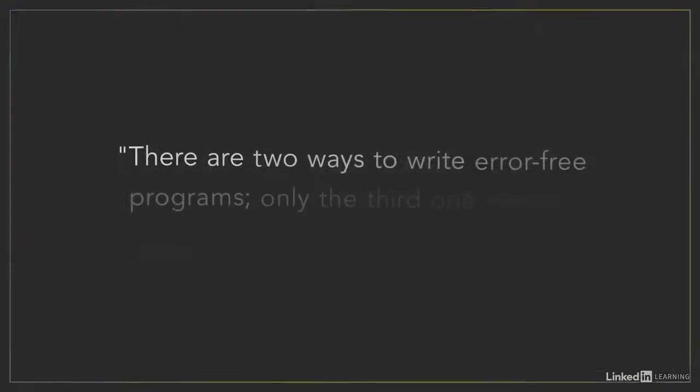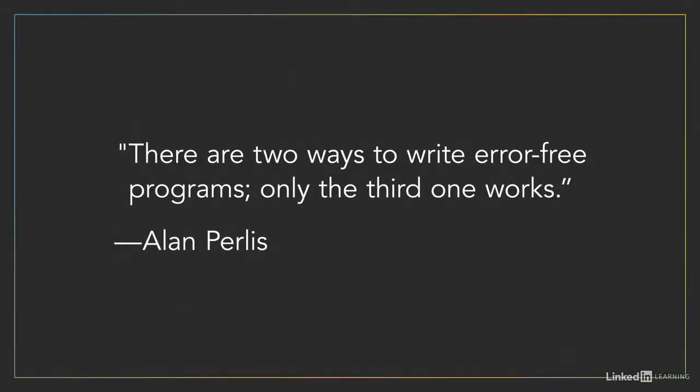One of my favorite quotes about programming is from Alan Perlis, who said, "There are two ways to write error-free programs. Only the third one works." This play on words is meant to highlight the fact that programs tend to have bugs, and you're not doomed as a programmer if you run into issues when writing and running your code.